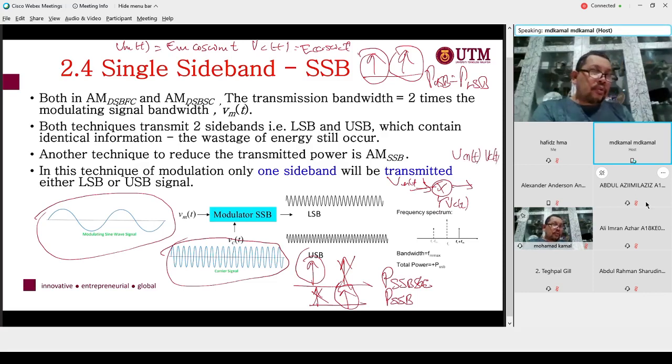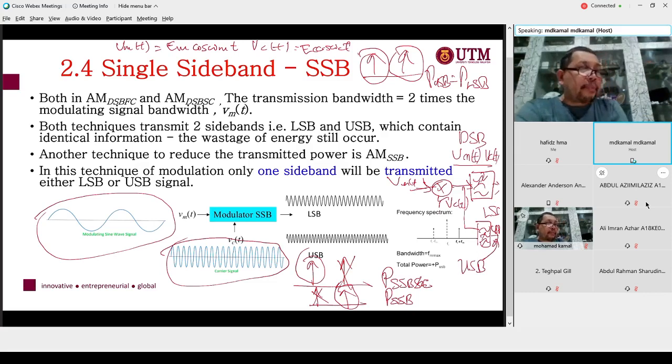So you find out this is the double sideband. What happens if you put some filtering process here? You filter the upper sideband, so you get the lower sideband. If you filter the lower sideband, you get the upper sideband. So this is another example of how you can obtain the single sideband suppressed carrier. You suppress one of the sidebands from the double sideband suppressed carrier.